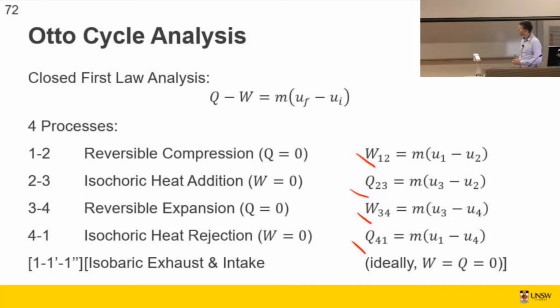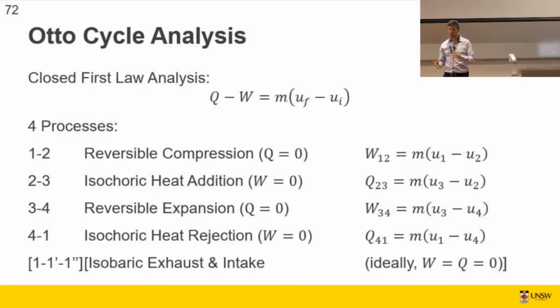Interestingly, you can track this all out just based on the change in internal energy in the fluid. And then again, I've put exhaust and intake at the bottom. We don't consider them, but if you don't take them into account, you'll get twice the power that you should. So you only get 1 power stroke every 2 revolutions of the shaft.